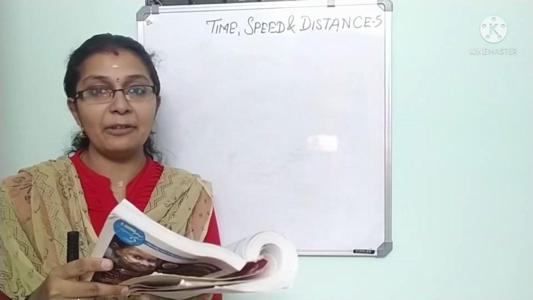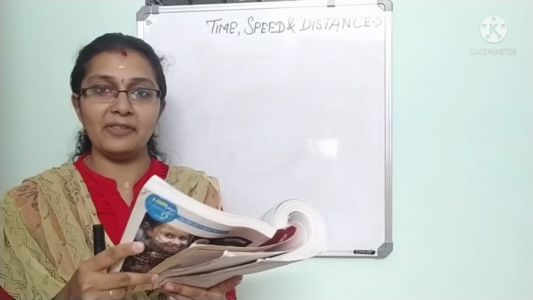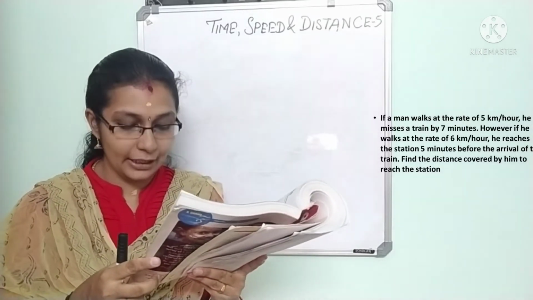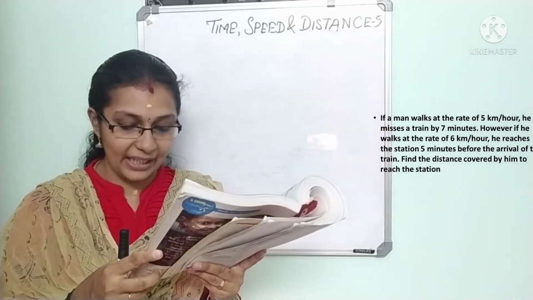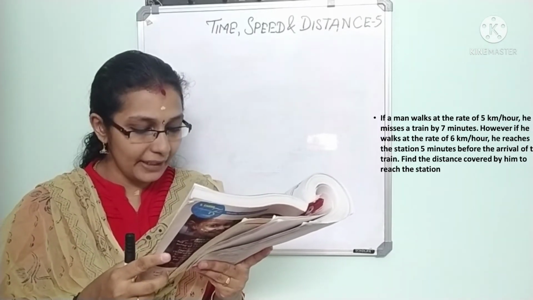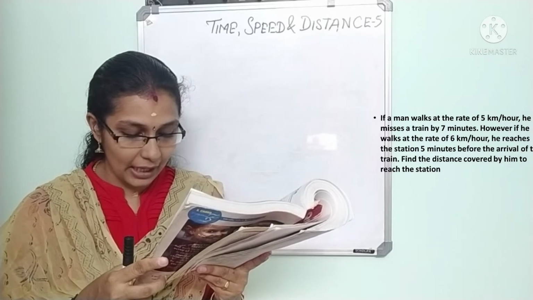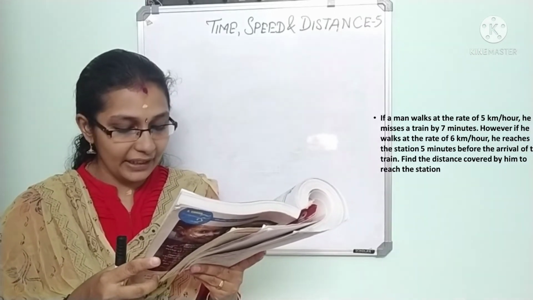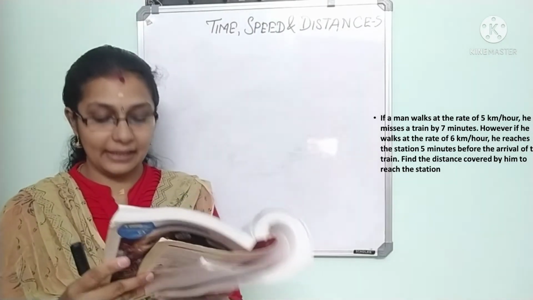So now I have a question for you. Those who have watched my previous video can solve it very easily. So if a man walks at the rate of 5 km per hour, he misses a train by 7 minutes. However, if he walks at the rate of 6 km per hour, he reaches the station 5 minutes before the arrival of the train. Find the distance covered by him to reach the station.